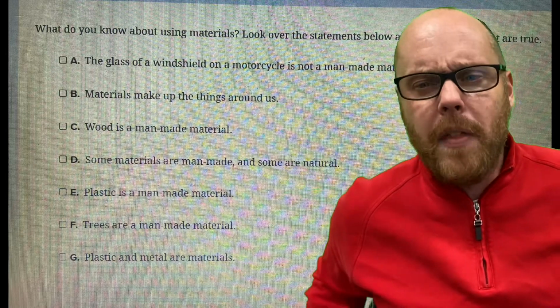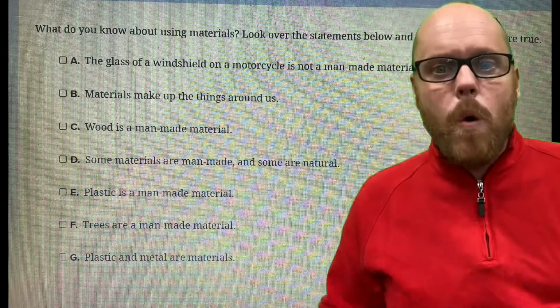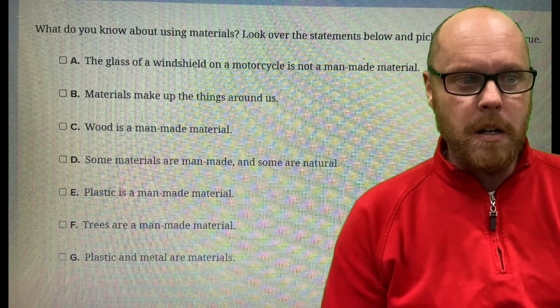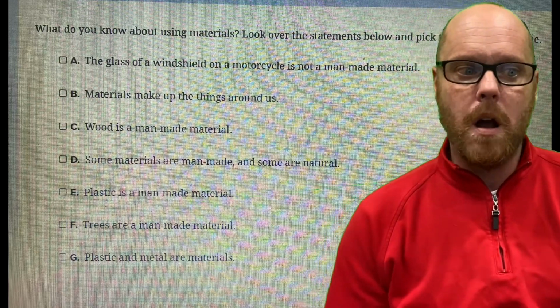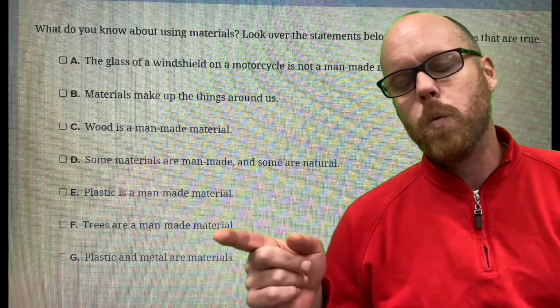Now, are we done after that? No, there's more than one true statement in here. So as you are reading through here, try to decide which ones are man-made and which ones are not. Now, if you're still unsure about the difference between man-made materials and natural materials, think about it this way.